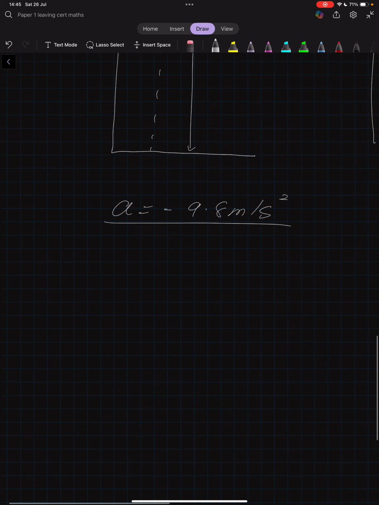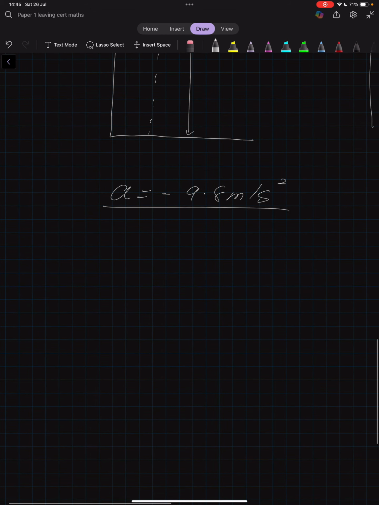Now, the next thing that's very, very important. Displacement is basically distance, which is denoted by s. That's equal to the integral of v dt, where v is velocity, and the velocity is equal to the integral of the acceleration.